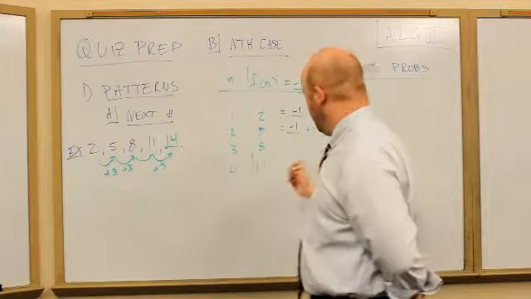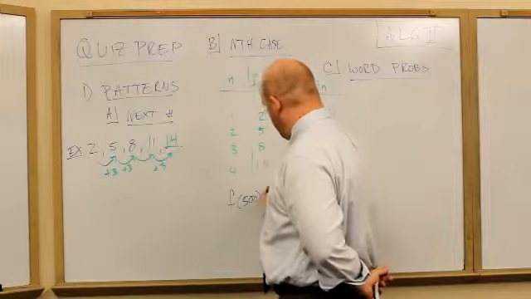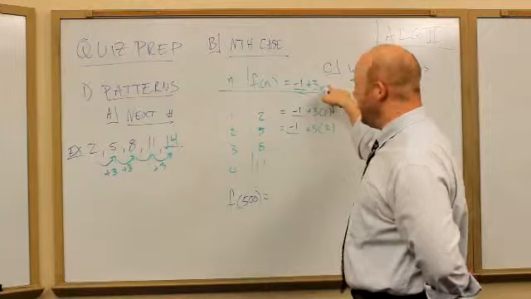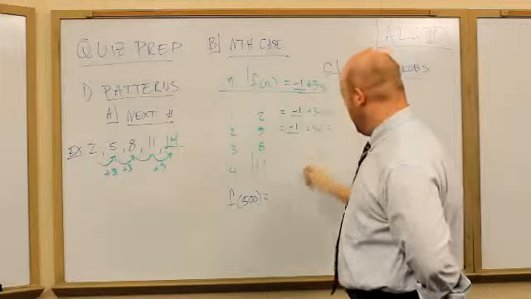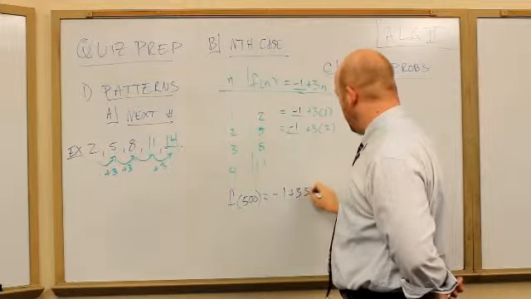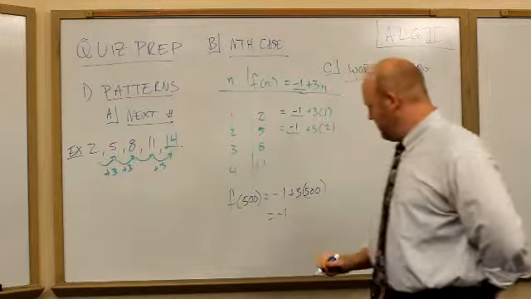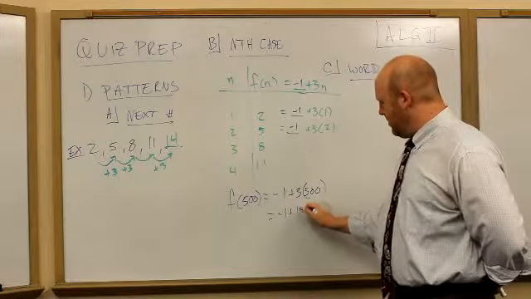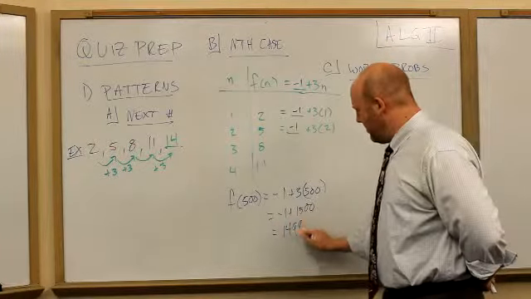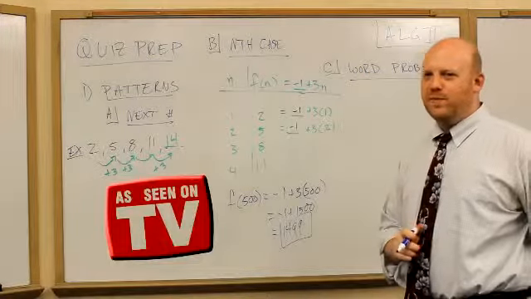So for instance, if I want to know f of 500, I can just plug in 500 everywhere I see that n and evaluate this function. That would be -1 plus 3 times 500, or -1 plus 1500, or 1499. Sounds like the price of something off an infomercial.